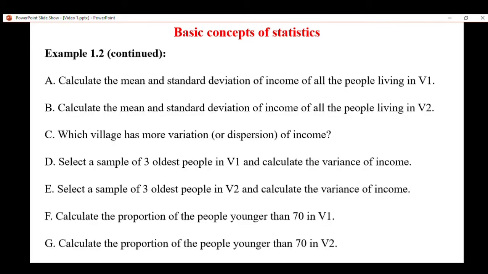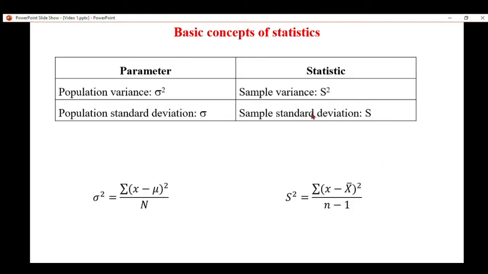And now question D. Select a sample of 3 oldest people in V1 and calculate the variance of income. So this is the formula of sample variance. So we will compute the sample variance. In this case, we don't compute population variance because the question asks to select a sample of 3 oldest people, not the entire population.